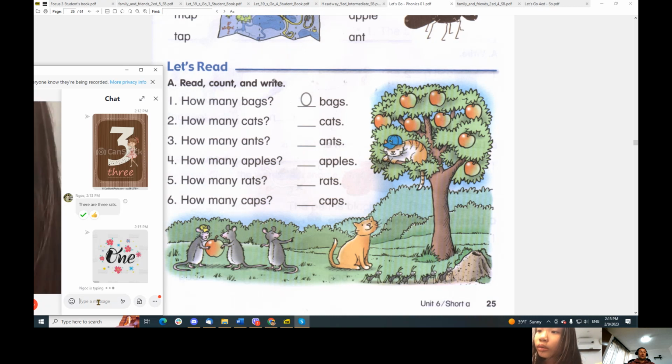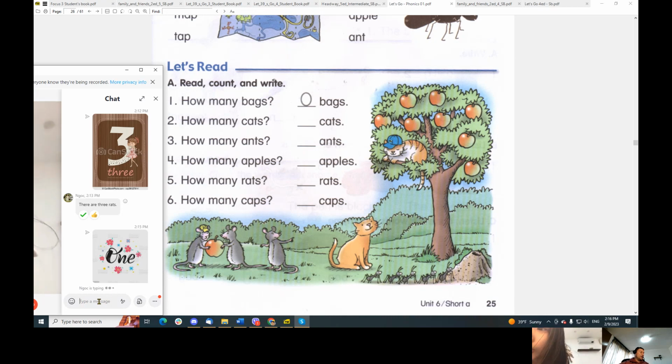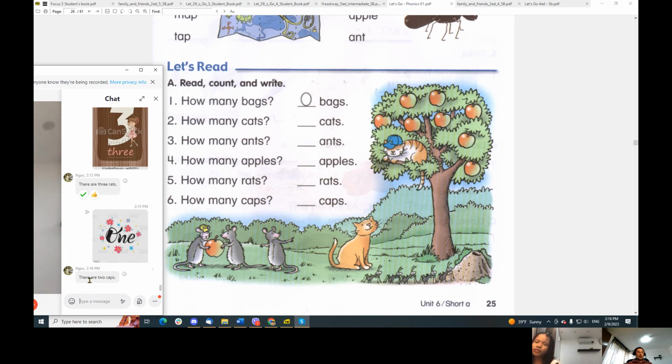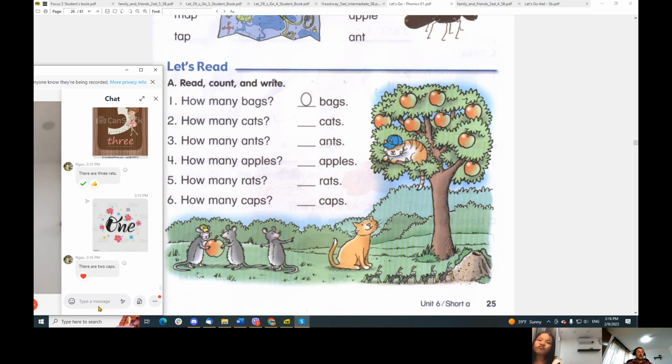Lulu, do you know how to write two? I know to write two. Two is okay. Okay, great. There are two caps, Lulu. That's correct. Thank you very much.